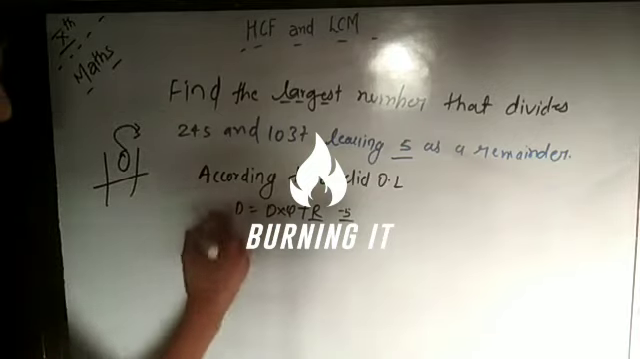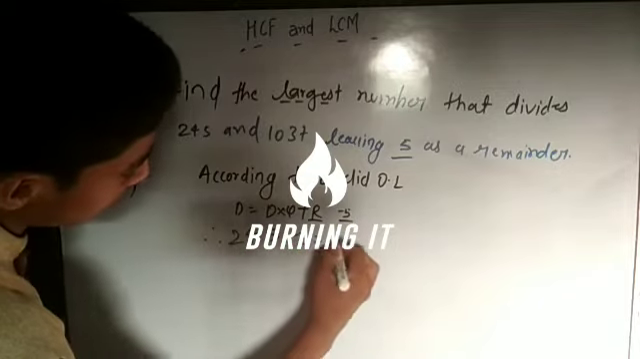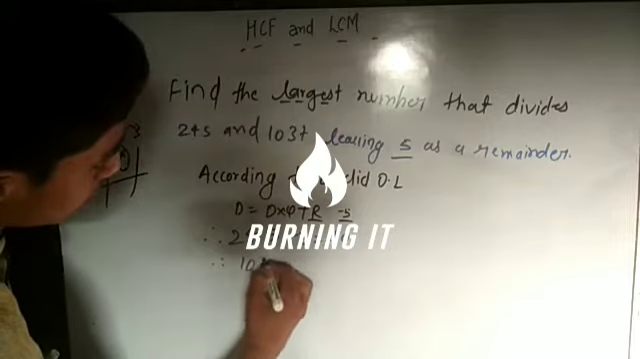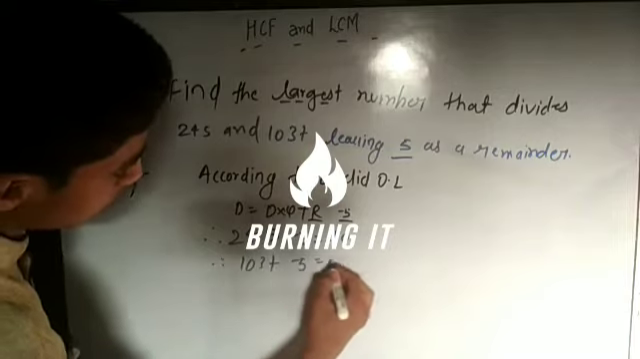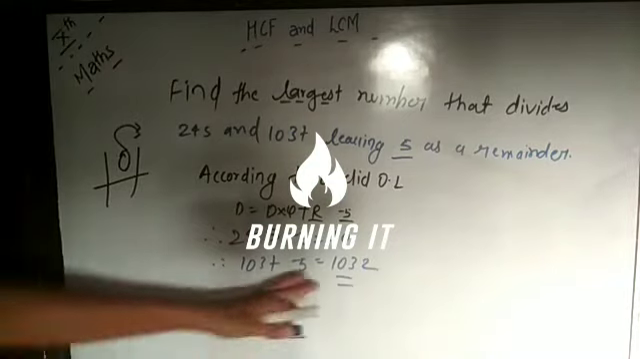Therefore we apply here 245 minus 5, then what we will get? 240 and 1037 minus 5, 1032.